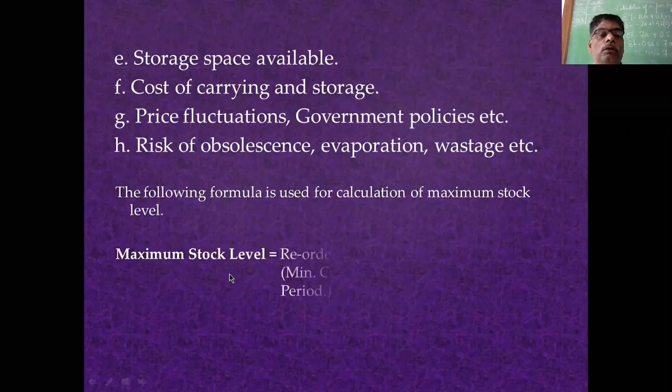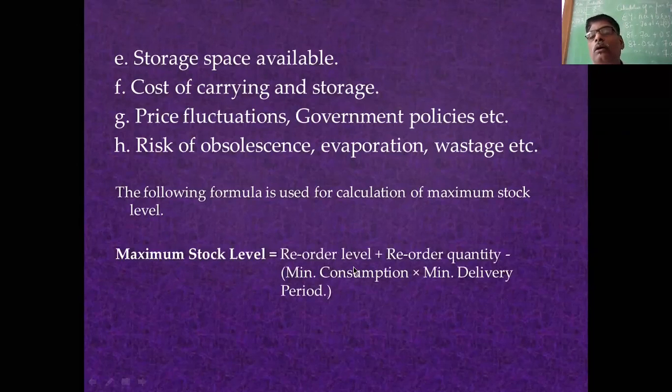You see the equation. Maximum stock level is equal to reorder level. What is the stock with you when you placed order for the new quantity? Let us consider you placed the order for new quantity of material when there is a 4,200 stock, and you placed order for 5,000 units. 4,200 plus 5,000, it is 9,200. Out of 9,200, you have to deduct minimum consumption into minimum delivery period.